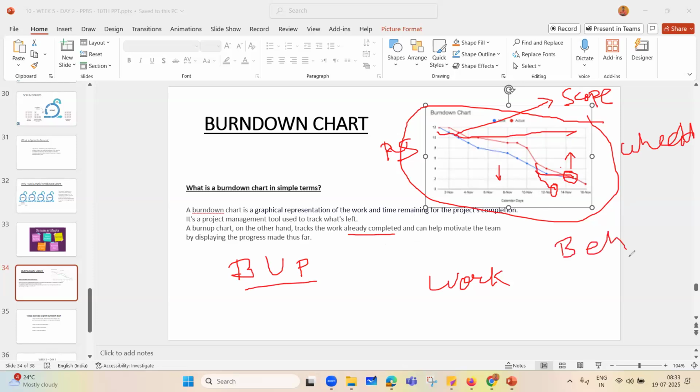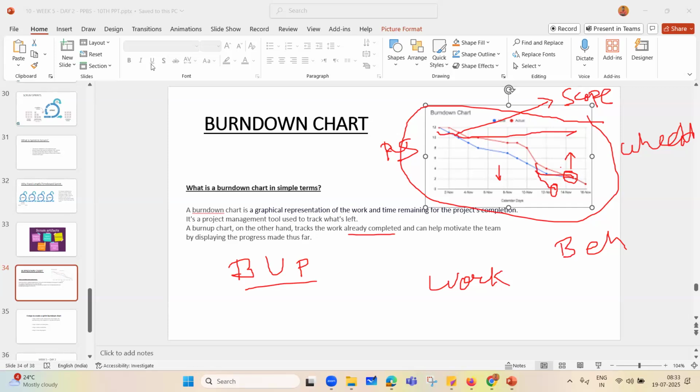And when it meets the red or blue line, it means that we are on track again, on time. Understood so far? This red line, blue line, actual, ideal, as well as the burn down and burn up chart. Any questions so far, guys?